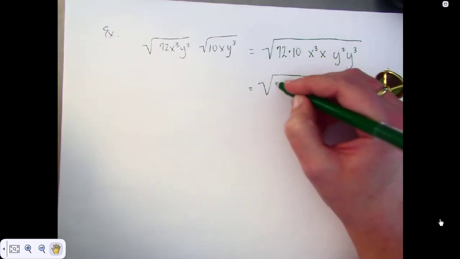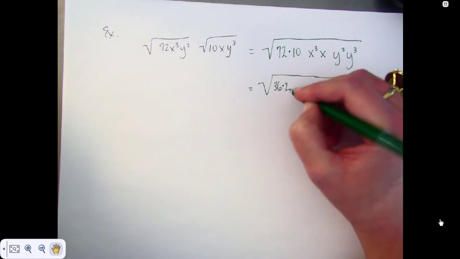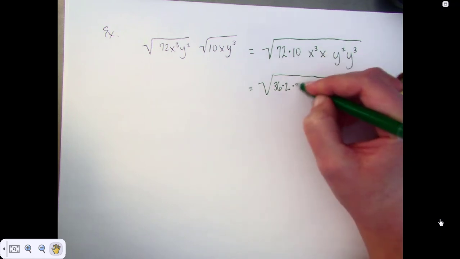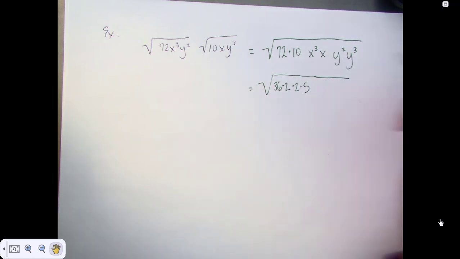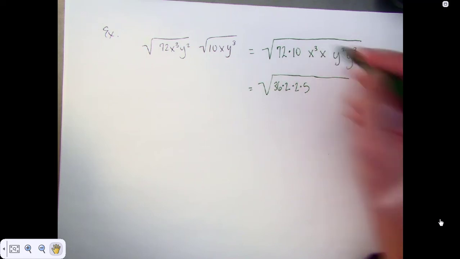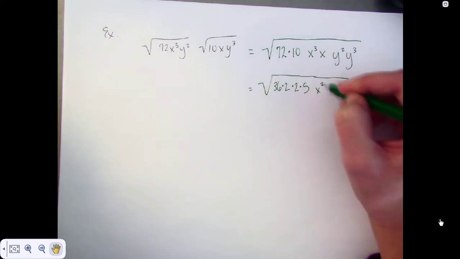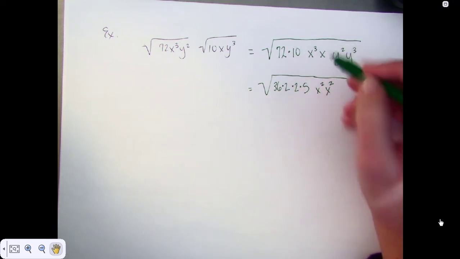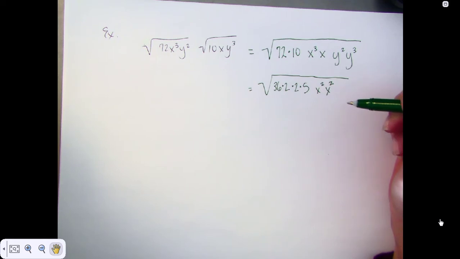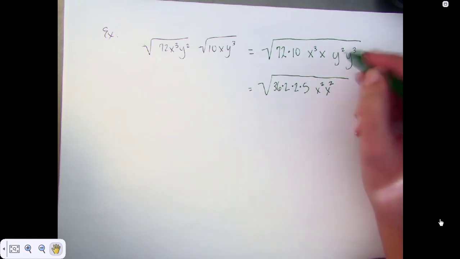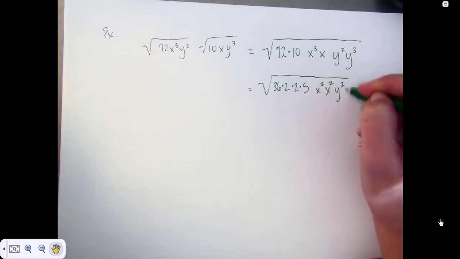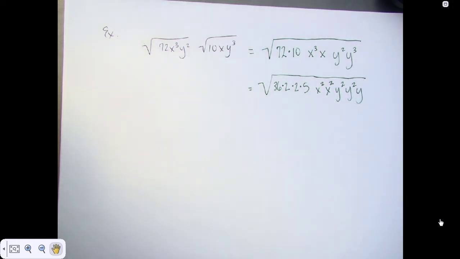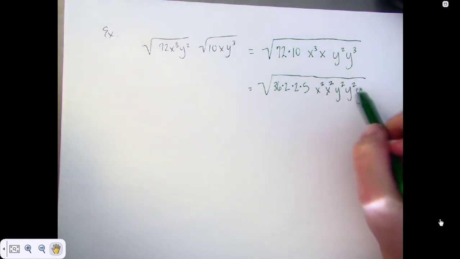Now 72 is 36 times 2. 10 is 2 times 5. And then I can also rearrange this and say x squared, and that'll be x squared, because total would be x to the fourth, but then I can separate it into x squared times x squared. And then this one I can do y squared, y squared, y. 3 is the same thing as 2 plus 1.